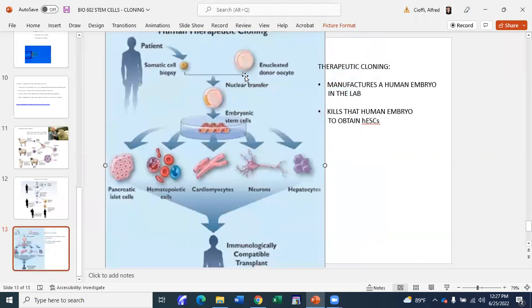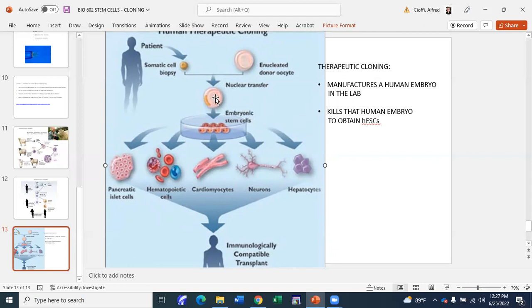Hope you can see it there. The patient, and it would be autologous. So here's the patient donating a somatic cell. And if the patient is female, maybe she can donate the egg too. But if the patient is a male, then those somatic cells are inserted into enucleated donor oocytes, donor eggs, obtained from in vitro clinics, right?